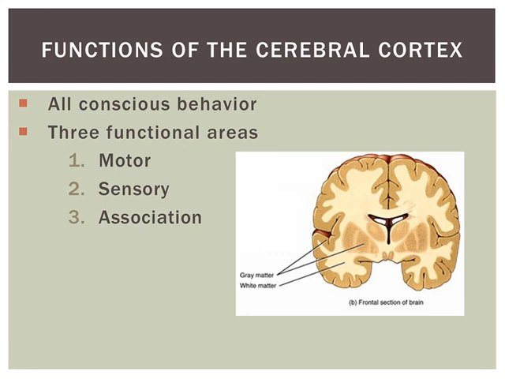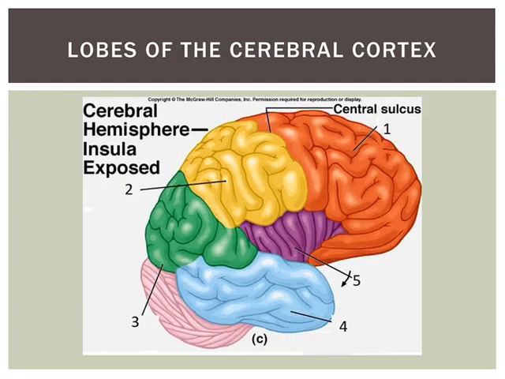This is where we're going to use it for memory, understanding, initiating movements, and interpreting senses, and we can break down that cerebral cortex into three major areas: motor areas, sensory areas, and association areas. And we're going to look at some of them in a subsequent recording. But first, I'm just going to show you the lobes of the cerebral cortex.